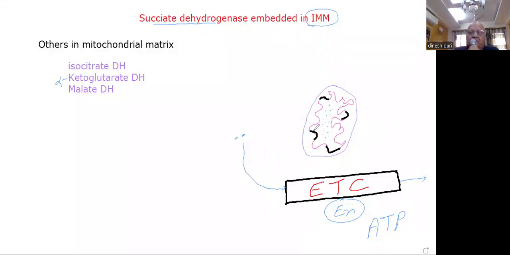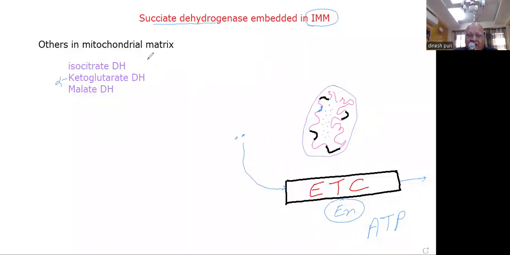And the electron transport chain, as shown by these dark black lines, is also embedded in the inner mitochondrial membrane. So succinate dehydrogenase in the inner mitochondrial membrane is very close to the electron transport chain, whereas the other enzymes are distant from the electron transport chain. So why this difference in location, although their functions are the same?